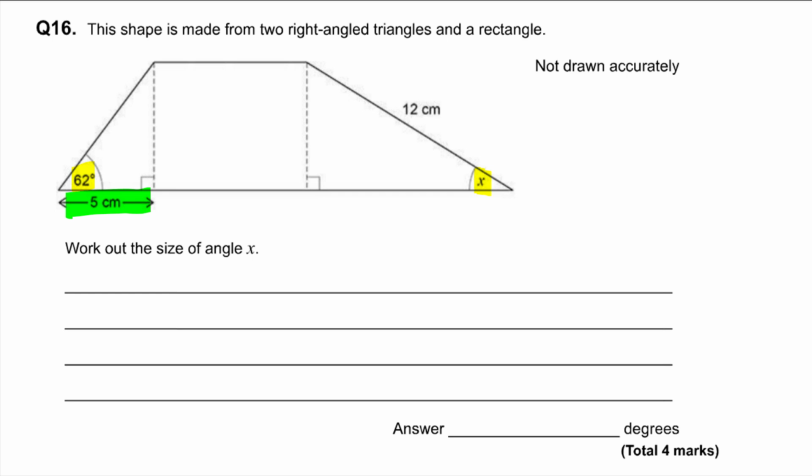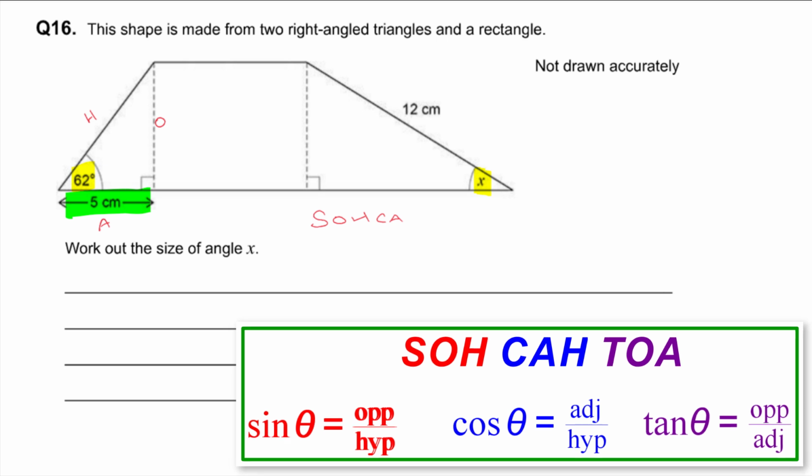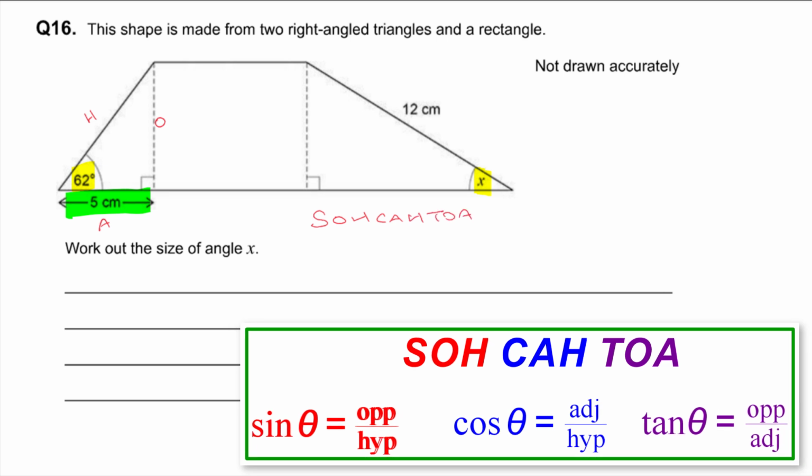We've got angles inside, so this time it's trigonometry. So let's label up the sides. The long side is always the hypotenuse. This is the opposite because it's opposite the angle. Okay, and then the 5 is going to be the adjacent. Okay, so just thinking about SOHCAHTOA, which ratio we're going to be using here.